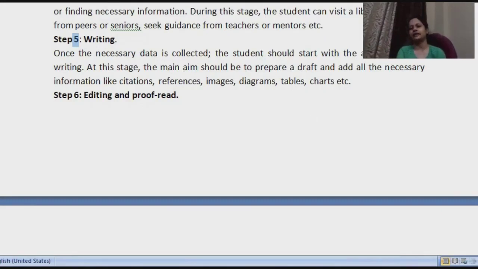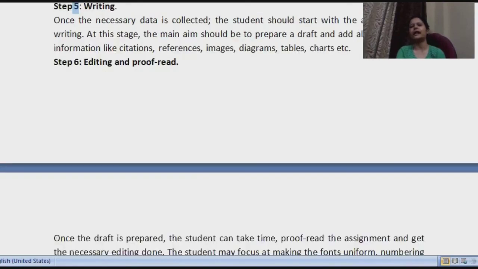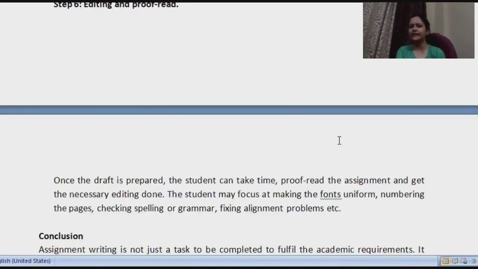After you are done with writing, you will do editing and proofreading. What is editing? Reading. Maybe there are some spelling mistakes, some grammatical mistakes here and there. You will try to read the document. If some mistakes are there, maybe you will put whitener and correct it. If somewhere you need to underline something, you will underline it. Something you need to highlight, you will do that. Some margins you need to draw, you will do that, right? So once the draft is prepared, the student will take time, proofread the assignment and get all the necessary editing done.